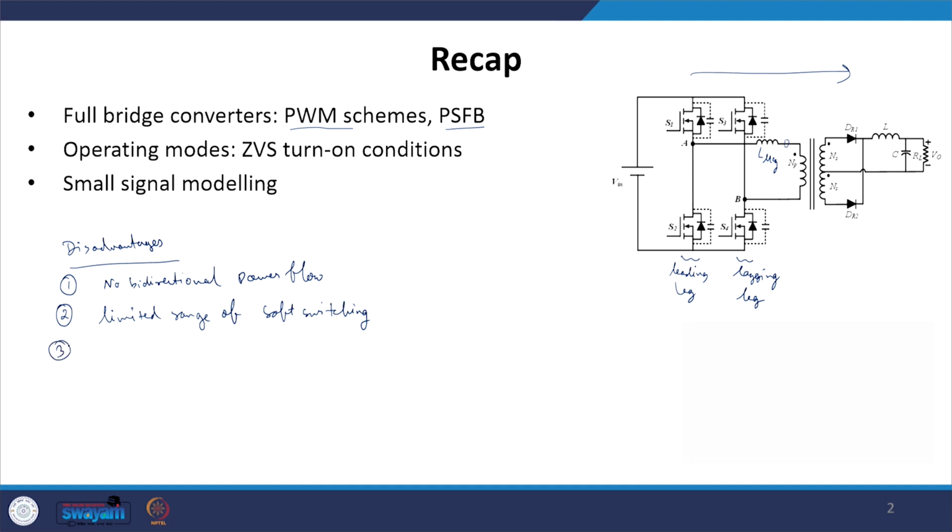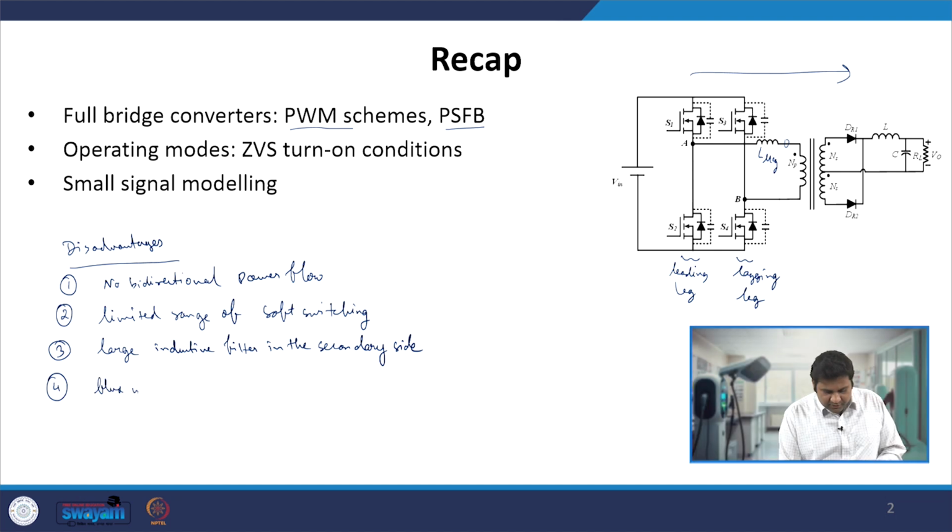Then the third point is that we have a large inductive filter on the secondary side. That is again one of the concerns. It takes a good amount of area and also impacts the power density of this isolated DC converter. Then another point we have already discussed is flux walking, which will take place. However, this can be solved by peak current mode control.